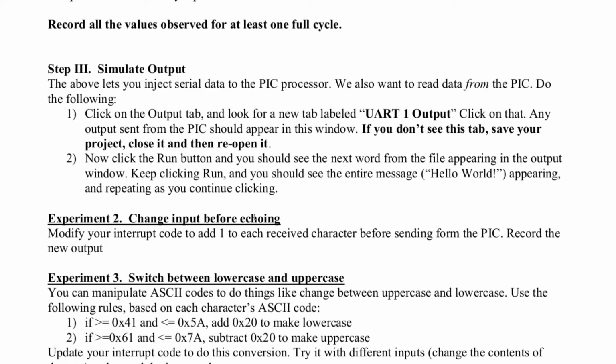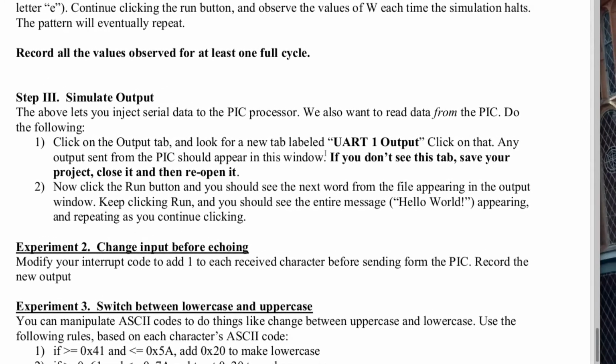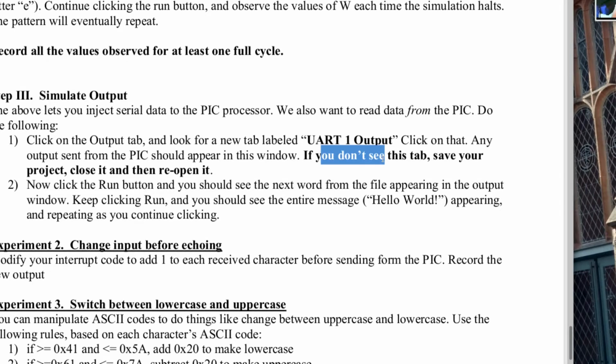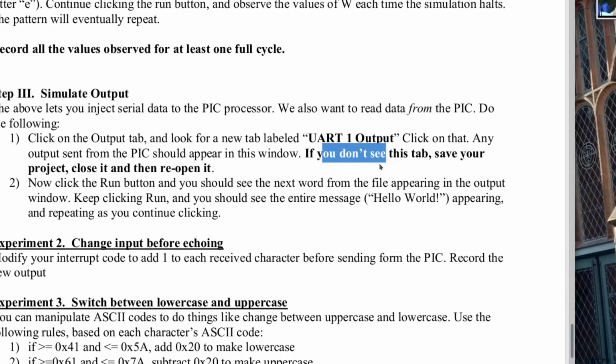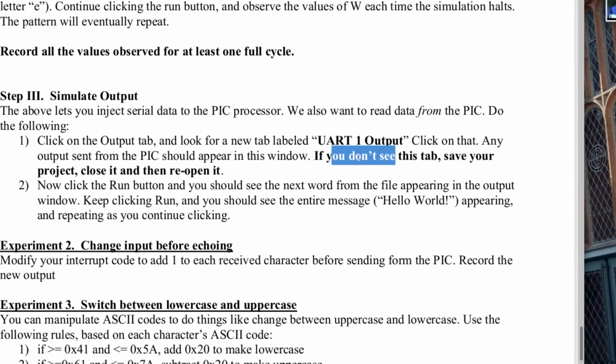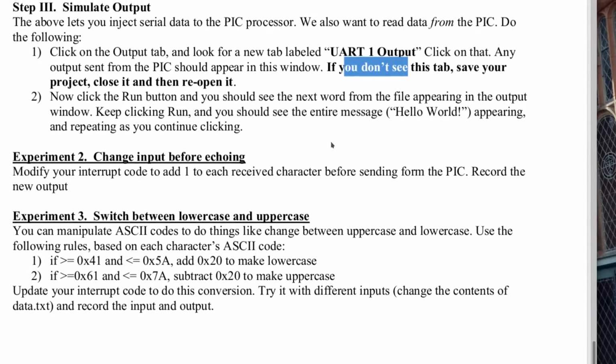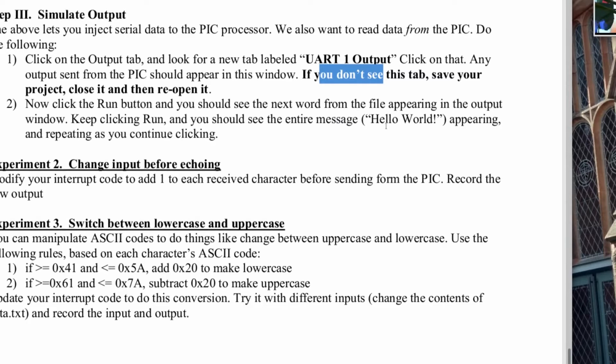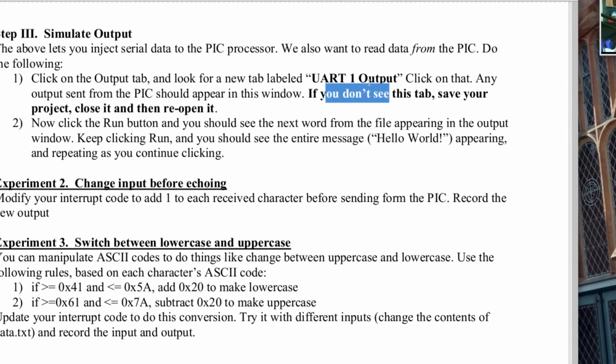And then we want to simulate output. So we want to have the PIC actually send something out through the serial lines. And so do some more setup, right? And note this, if you don't find a tab called UART1 output, close your project out, reopen it, try it again. It takes a while. And if you run it, you should see in that UART1 output window the message "Hello World" appear. Right, so it should be reading from your file in serial and then sending it out in serial, and you can see the version of what it's sending out in ASCII through this UART1 output tab.